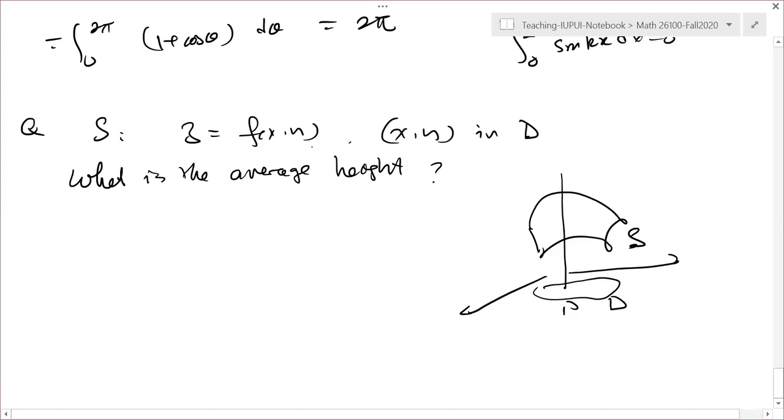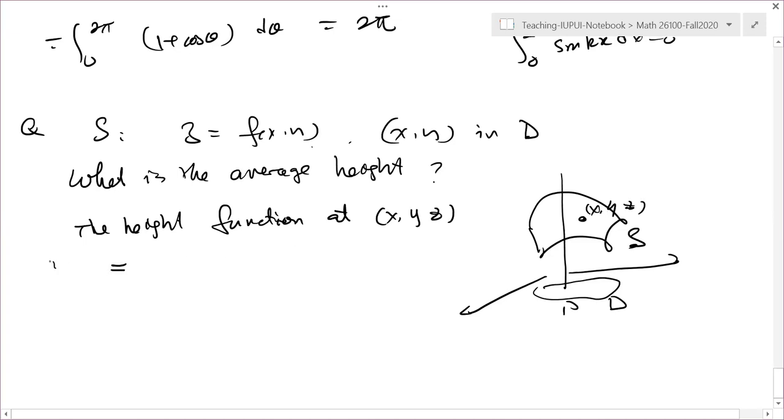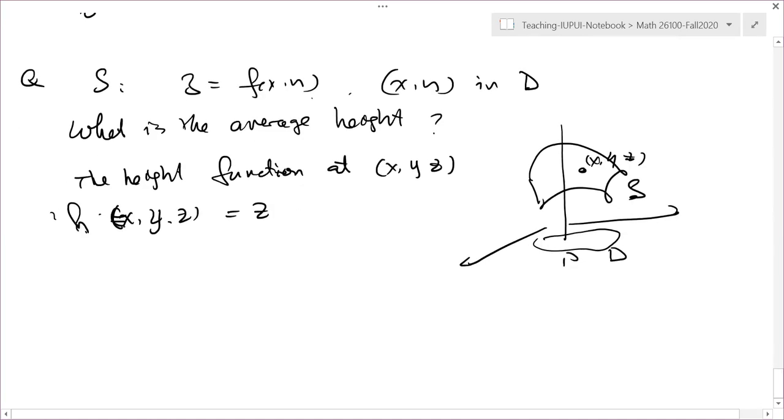So you have to find a way to find the value, right? So we have to find the height function. The height function at every point x, y, z is going to be, let's say h, okay? The height function at every point x, y, z is going to be the z value, right? Yeah, z tells you the height.